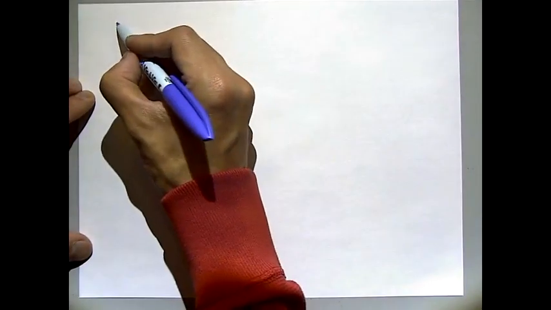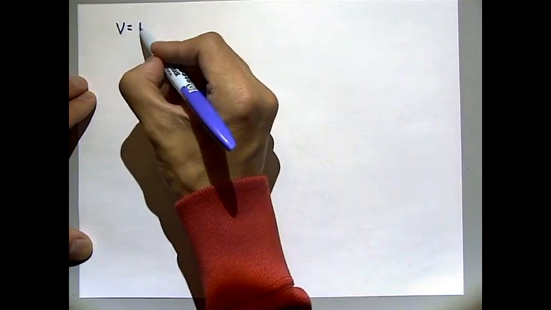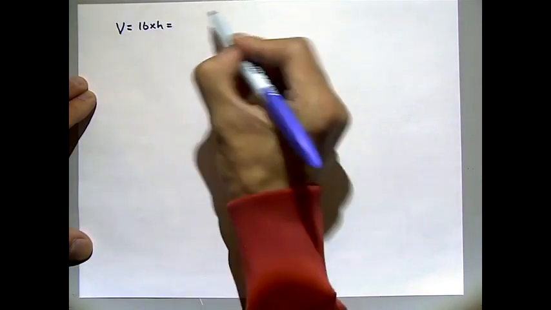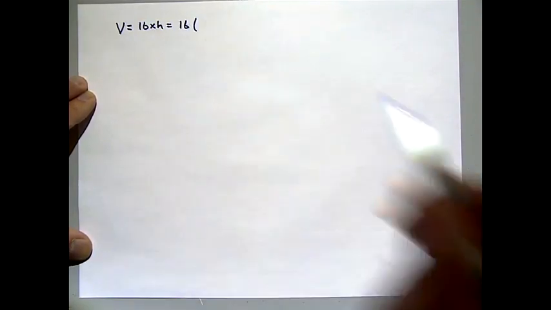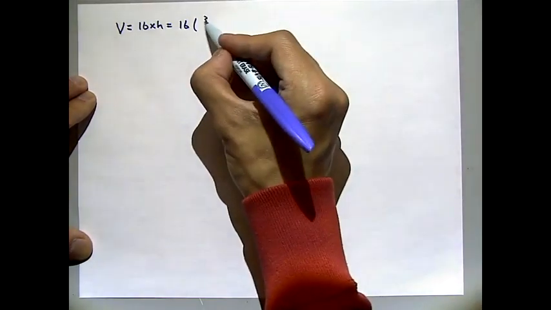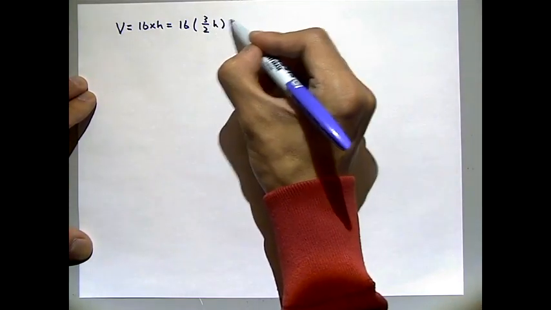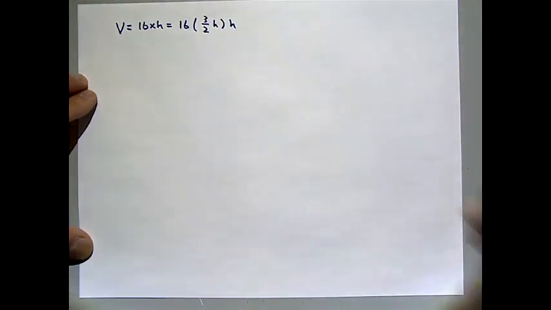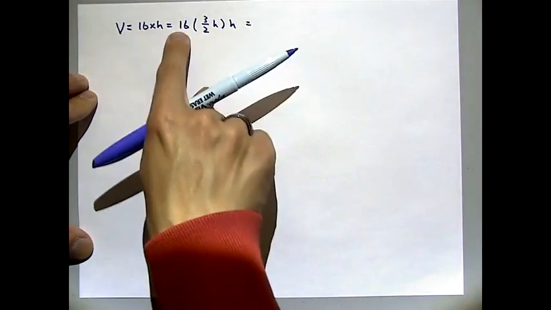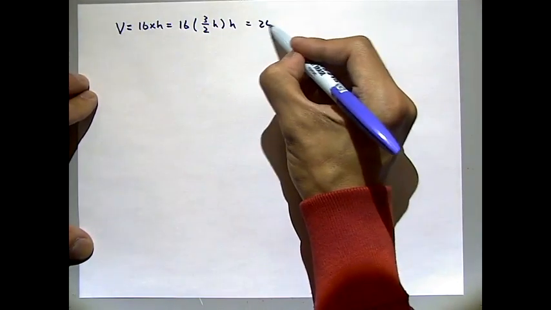Okay, let's go to the volume equation. Volume is 16xh. So that is 16 times x times h, right? So that's 24h squared.